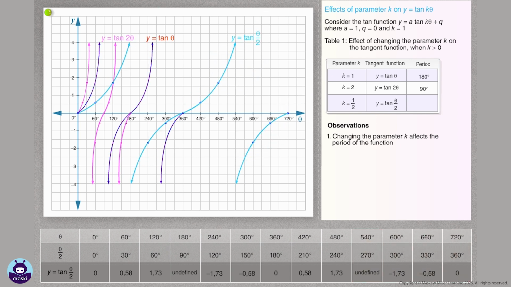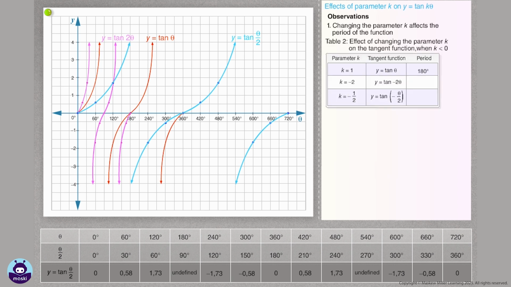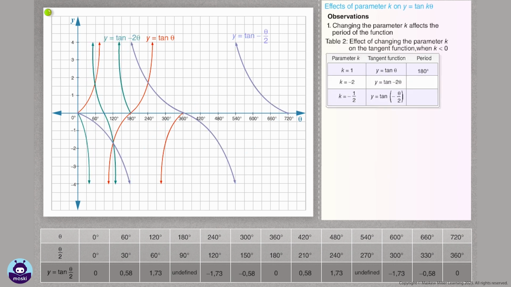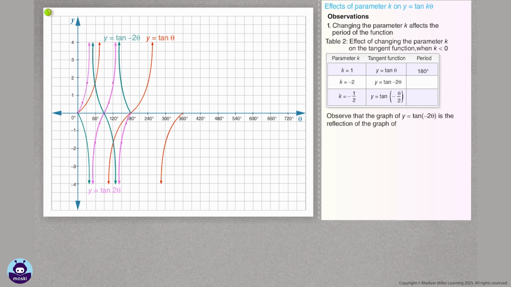Again, the shape of the graph has not changed. However, the period of the function has changed. Observe that the period of the function y equals tan theta over 2 has in fact doubled when compared to the period of the function y equals tan theta. Now let us consider a couple of examples where k is less than 0. Observe that the graph of y equals tan negative 2 theta is the reflection of the graph of y equals tan 2 theta about the y-axis. When k is negative 2, the period has reduced by half.